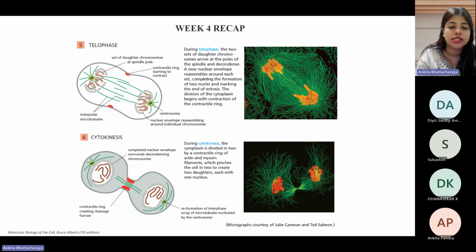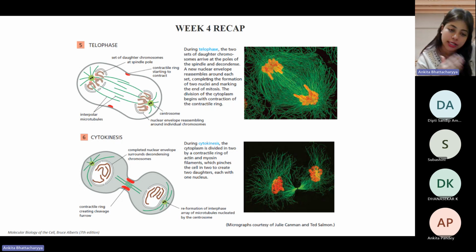But what you see as a difference is that they will again start to decondense. The condensed compact chromosome that was initially in place will again be resolved, and it will again form the loose chromatin, the uncondensed chromatin, which will allow the cell to remain in interphase before it receives another cue for cell division. So there is reformation of the interphase array of microtubules that are nucleated by the centrosome, and there is a contractile ring which you can see at the center, which creates the cleavage furrow from where the cell will divide into two. And this is what the process of cytokinesis effectively does.